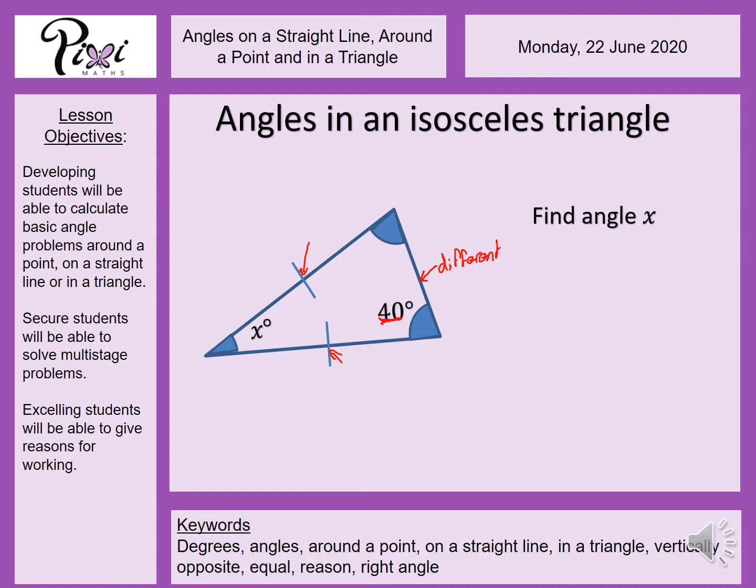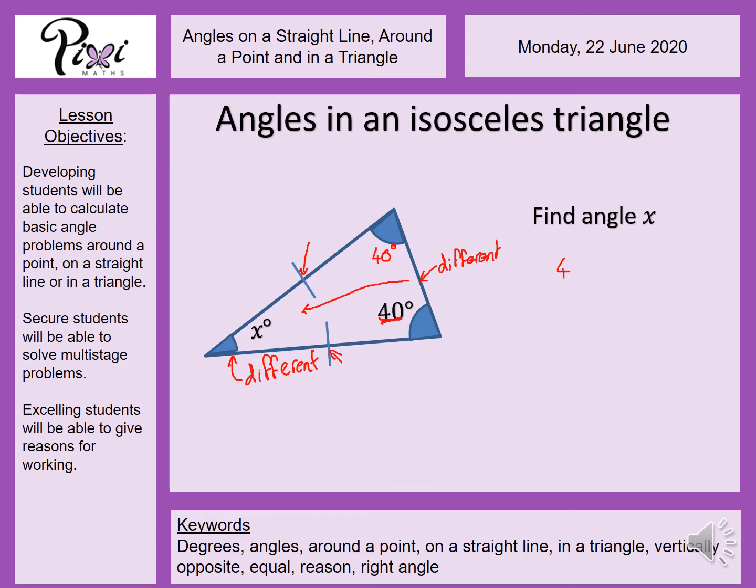And then what we can do from there, we know that the angle that is opposite the different side is the different angle. So that tells us that this angle over here, x, is the different angle. So if we know that, we can work out that if that's the different angle, this one must be the same. So we've got 40 and 40. So now back to where we were with the previous question. We've got two angles now, we just need to work out the third.